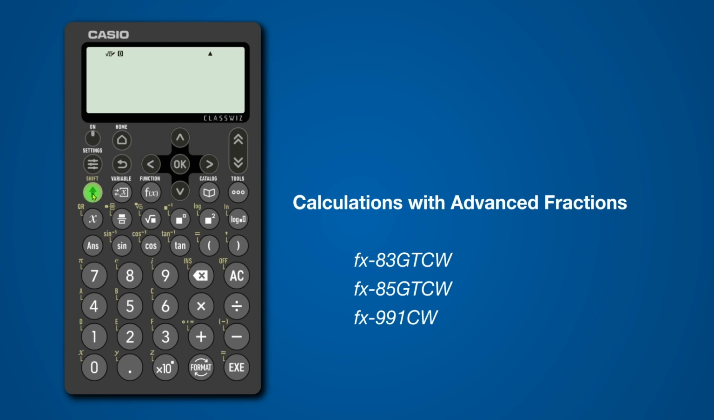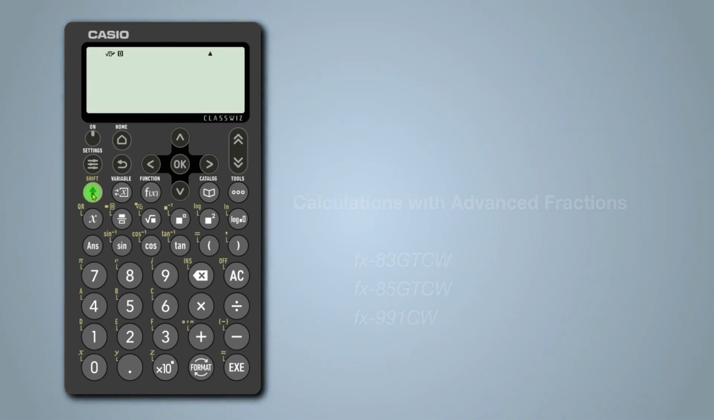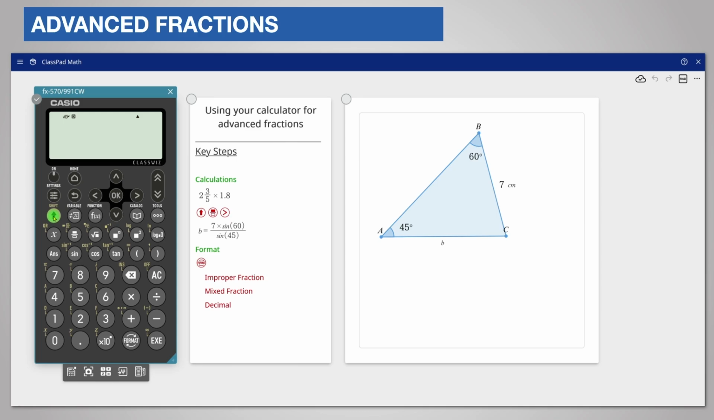This video will help you to use fractions for more advanced calculations. You will find the key steps on the screen and I will demonstrate them live. Let's start by multiplying a mixed number 2 3/5 by the decimal 1.8.